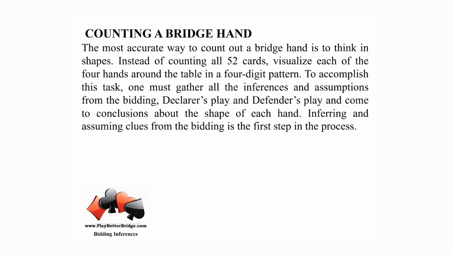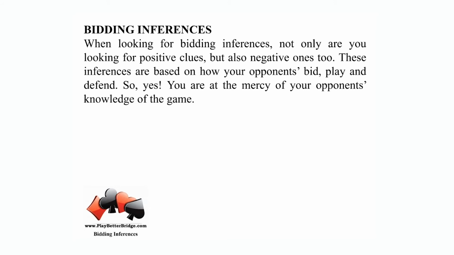So first step is the bidding. Bidding inferences, like I said, you're going to be visualizing the shape of your opponent's hand. So if you're a declarer, you're going to pick one defender and you're going to visualize their shape. If you're a defender, you're going to be visualizing the hidden hand. And the hidden hand we talk about as being declarer's hand.